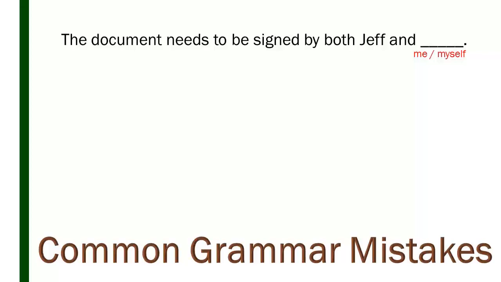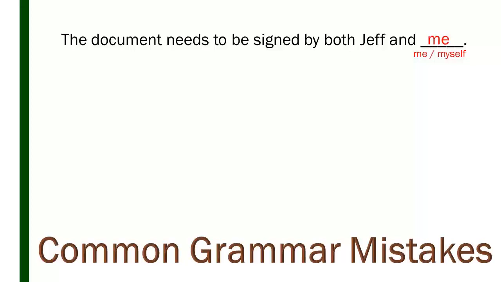This example, the document needs to be signed by both Jeff and me. The correct answer is me. Me always serves as the object of your sentence. Myself can be used if someone is already doing something at the beginning of the sentence, our subject is acting, and there is no object.